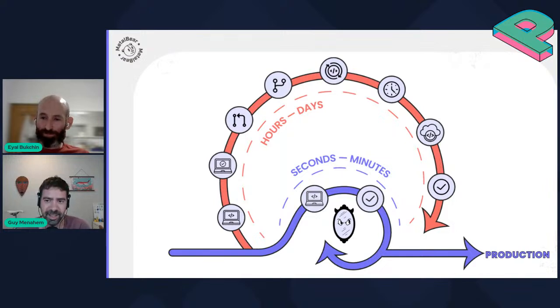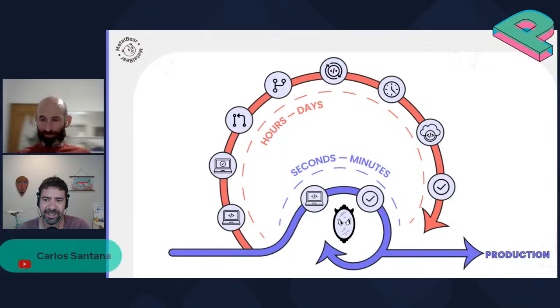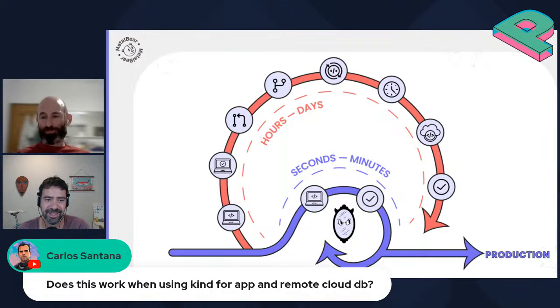Got it. And we also got a question from the audience by Carlos Santana. Carlos is also a host in these live streams. Carlos asked, does this work when using kind for the app? I guess it means Kubernetes local for the app and a remote cloud database.